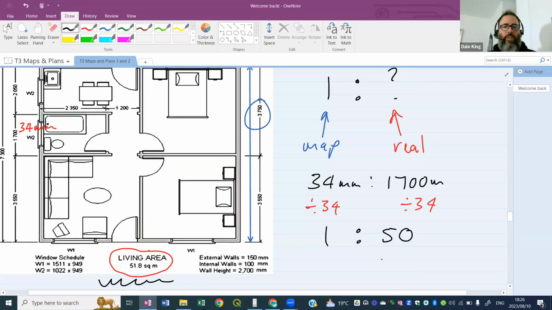So this is our scale of the map. 1 is to 50. All right. Now, sorry, guys, it's supposed to be millimeters. Just remember that. Well done. That was brilliant. You know your stuff. Thank you very much. Good job. All right.